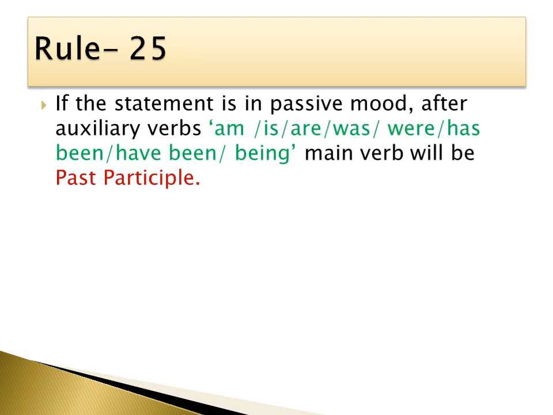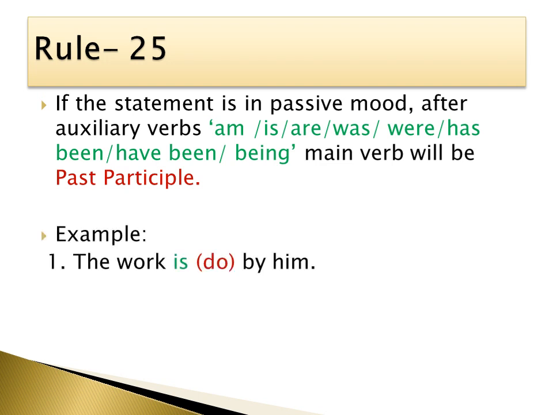Rule number 25. If the statement is in passive mode, after auxiliary verbs am, is, are, was, were, has been, have been, or being, the main verb will be past participle. For example, the work is due by him. Here the sentence is in passive mode, and auxiliary verb is is present, so after the auxiliary the main verb will be in past participle. So the answer will be: the work is done by him.